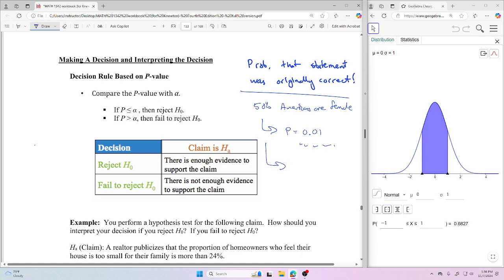What if I got a p-value of 0.20? So now I'm going to say 20%. Is 20% a chance that it could be right? Does that sound okay? In the end, I know it still doesn't sound great.